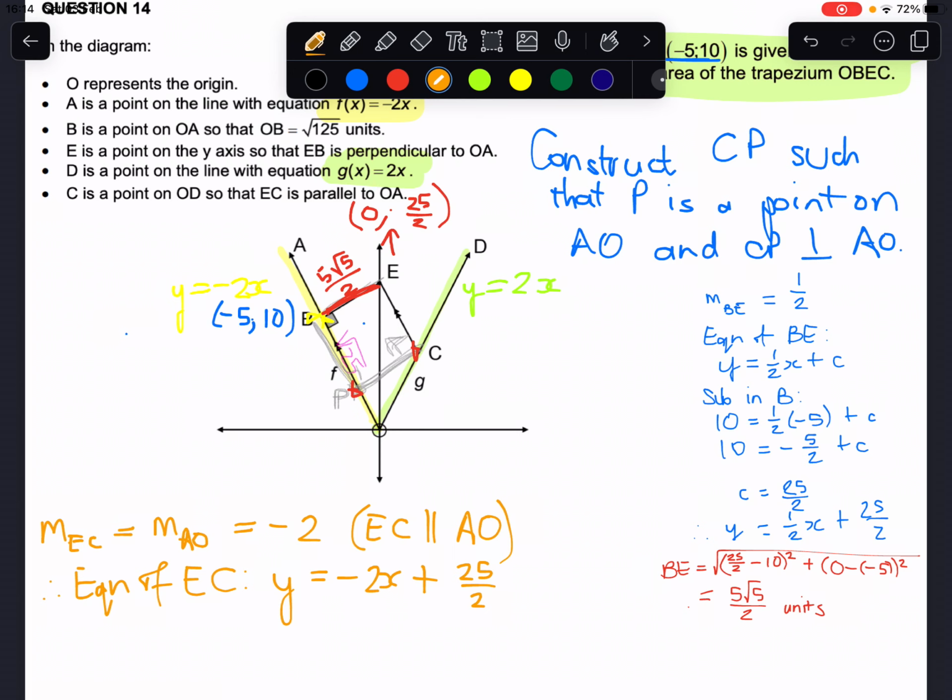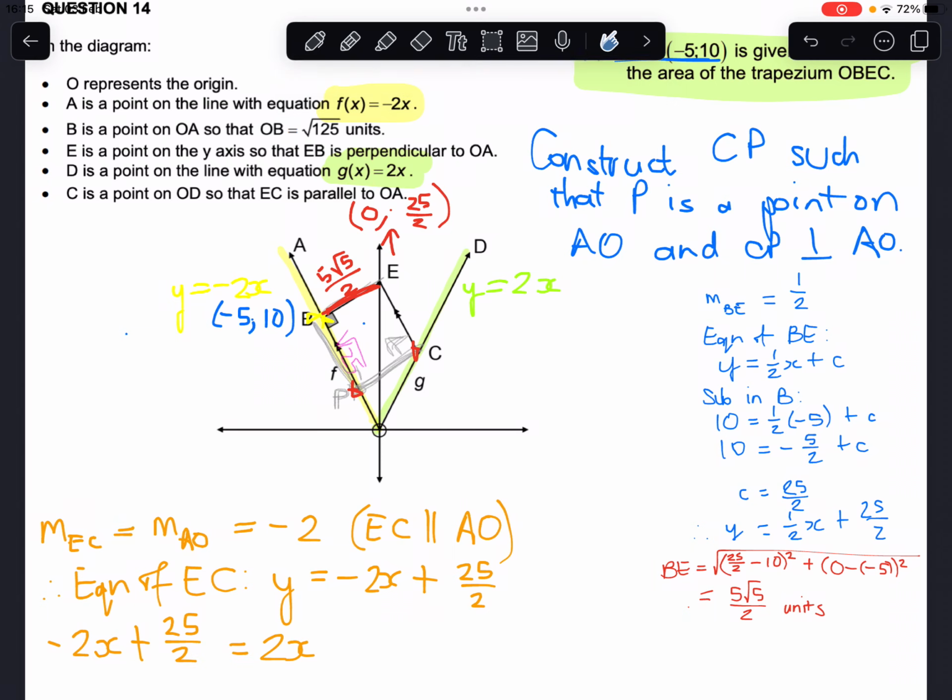Okay, but now how does this help me? To find the coordinates of C, I can do that by finding the point of intersection between these two lines. Not the equation, the point of intersection. When I get excited, I start saying nonsense. So we're going to find the point of intersection between EC and OD, and we do that by equating the two expressions for y: -2x plus 25 over 2 is equal to 2x.